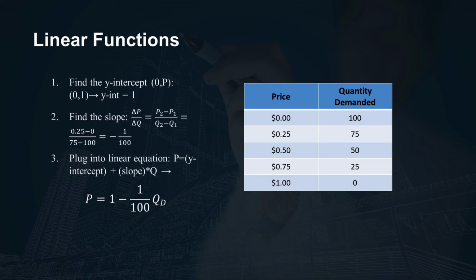We can take any 2 points that we want. So let's just take the first 2 points. The 100 and the price of 0, and 75 and the price of 0.25. Plugging those into your slope equation, you're going to get a slope of negative 1 over 100. Notice that the slope is negative, and this is again typical for demand because we have that downward sloping demand curve. So plugging all this information into our equation, we get p equals 1 minus 1 over 100 qd. We call this the inverse demand equation. So you'll see it written q in terms of p and also p in terms of q.